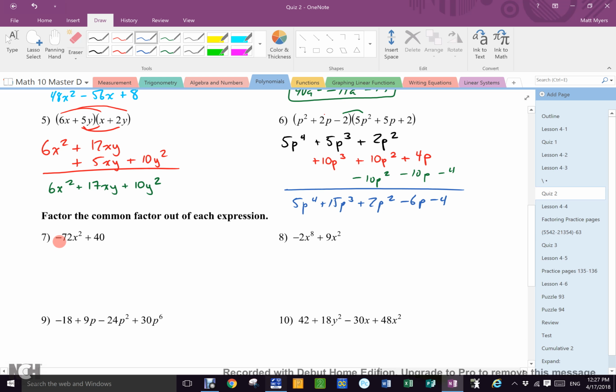Now, number 7. There's what we do, and then there's, I messed around with a little to see who was paying attention during lecture time. Obviously you know it's GCF because I tell you, factor the common factor out. So we're looking for the greatest common factor. What is it? 8. So 8 will come out, and then I write the answers here. Negative 9x squared plus 5. If you have that, you get your full mark.